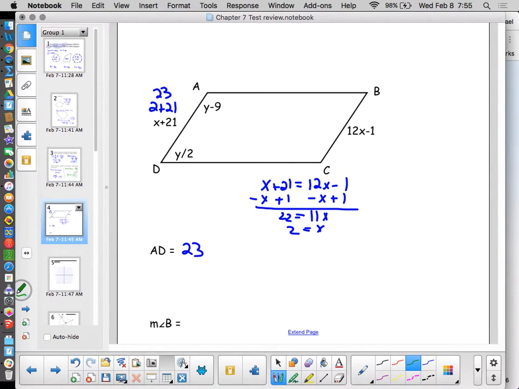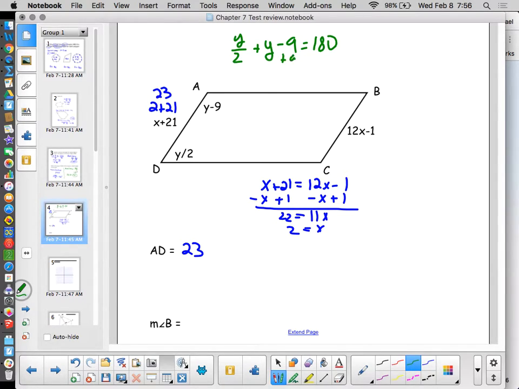How about the y's? What am I going to do with the y's? I'm going to set those equal to each other? Well, if it was a rectangle, I could, but is it a rectangle? No. So what am I going to do with the y's? Yeah. Add them equals to 180. Yep, add them to 180. So y over 2 plus y minus 9 equals 180. Okay? Now it's a little trickier, isn't it? But we can make this work.